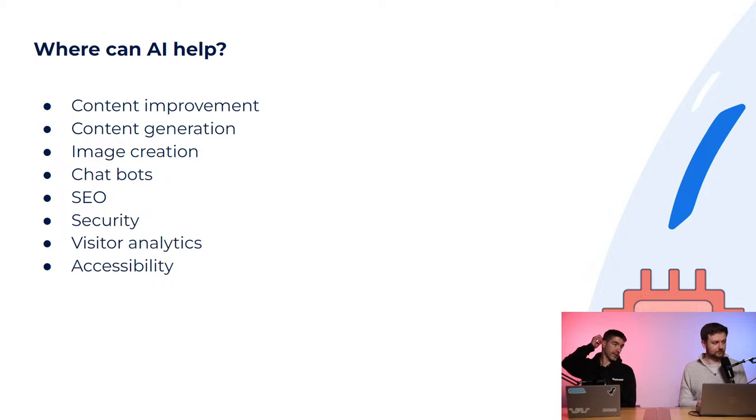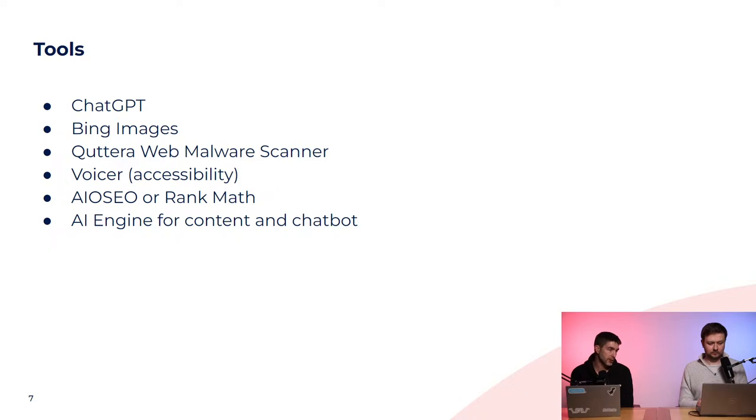So we went through and had a look at some of the tools that we thought were useful. Now, there are a lot of tools that come as various plugins for WordPress. ChatGPT is the obvious one. OpenAI.com, I think, is the website. That's kind of the thing. If you don't want to actually use a plugin, you can just use that for most stuff, to be honest.